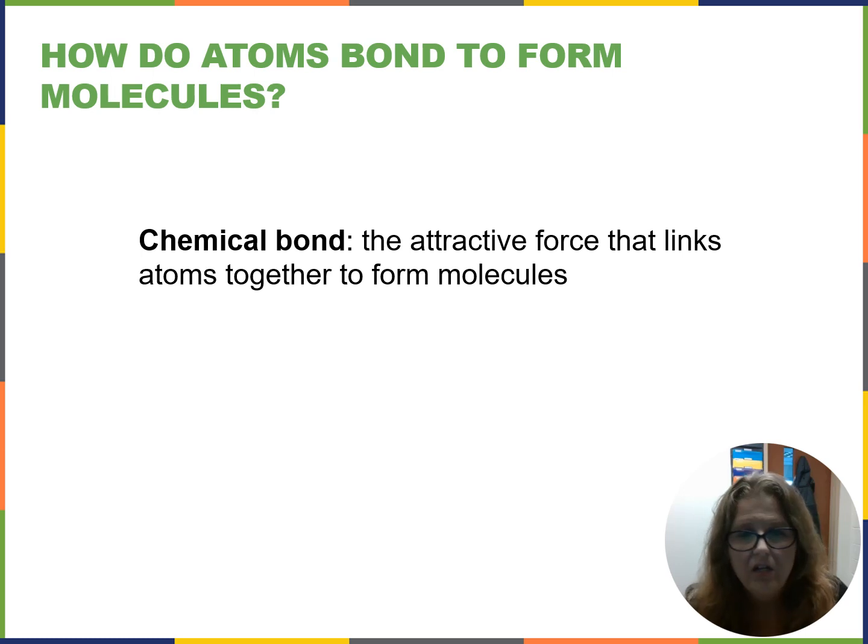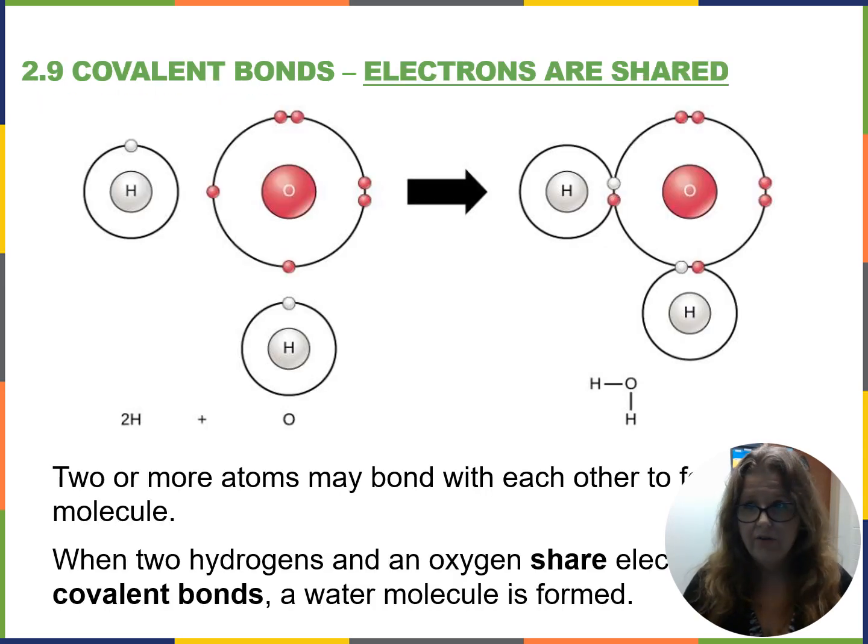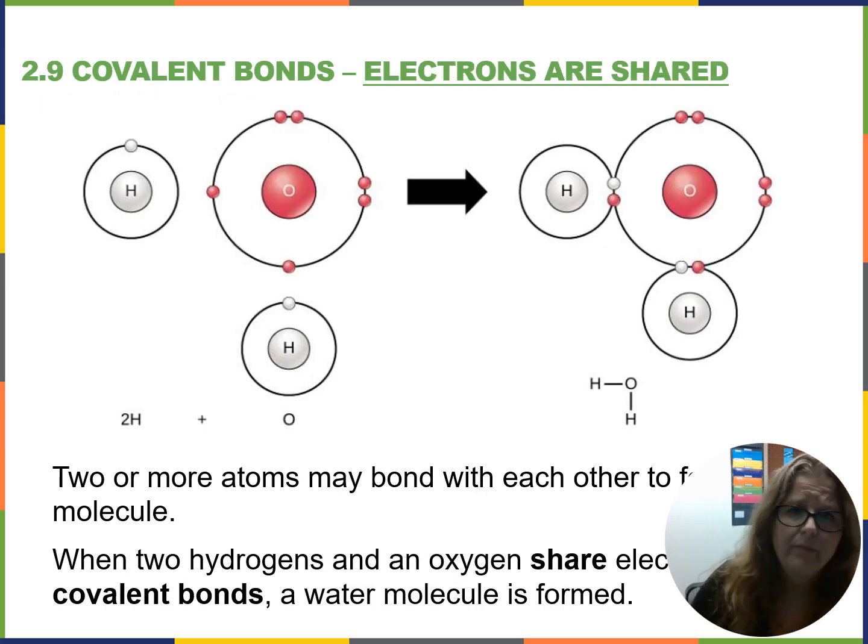All right, let's get into the chemical bond. So there's an attractive force that allows the atoms to form molecules. So instead of just being single atoms, they can bond either with atoms of their own element or atoms of different elements to form molecules. So we're going to look at some of the bonds here now. So covalent bonds, electrons are shared.